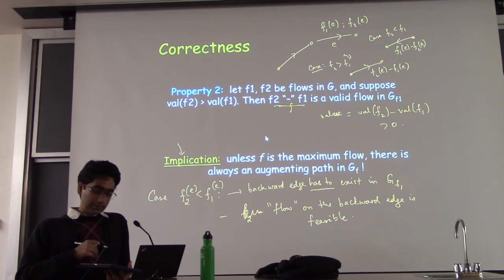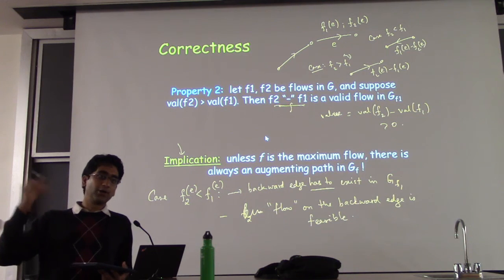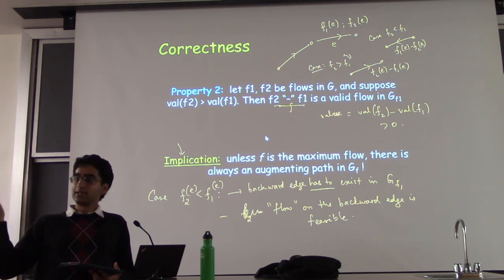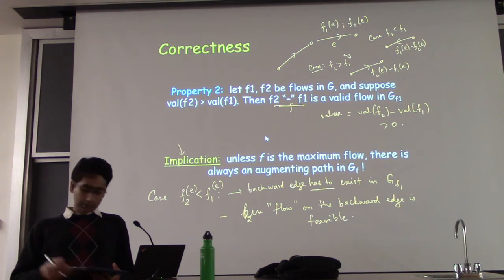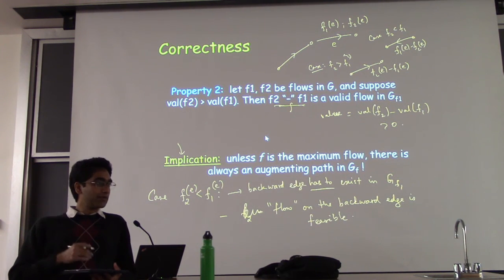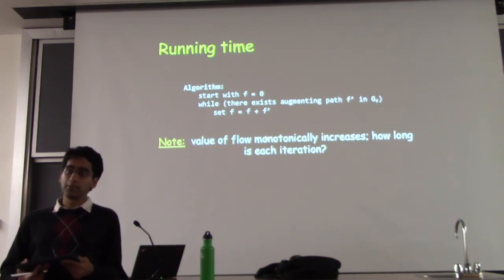If you think about it, this is the same argument we always use to prove something is maximum. You say, suppose it's not, consider something else as maximum, and that the algorithm could have improved or done something. So it's the same argument, it's just that now it involves all these residual graphs and so on. Okay, so let's move on to the running time.